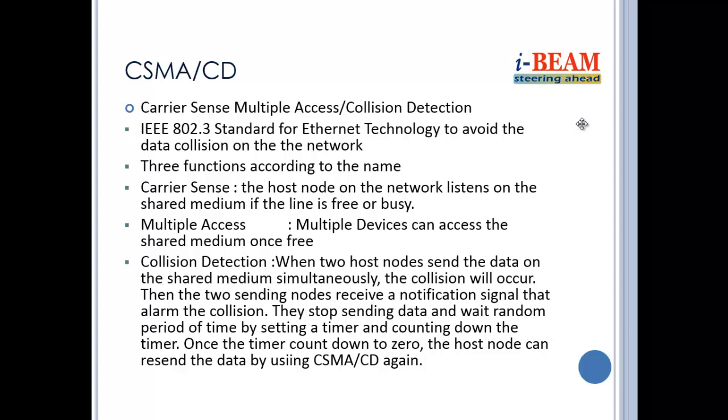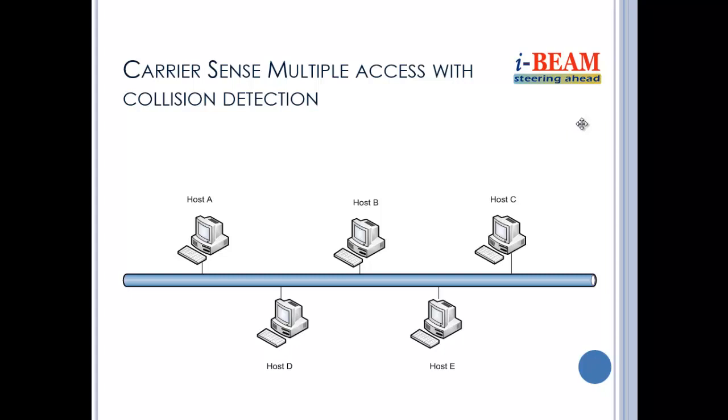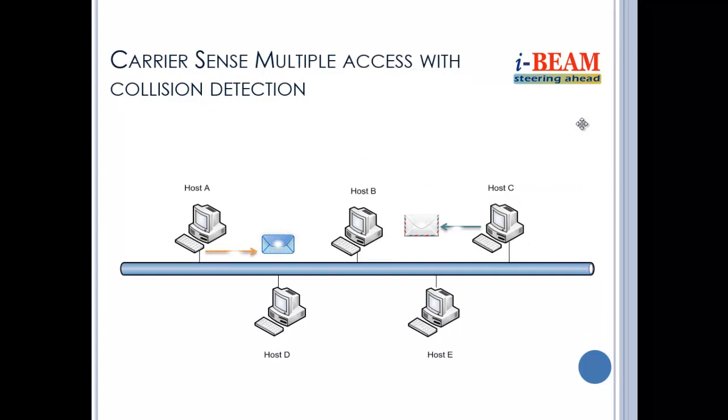Here I give a sample scenario of how CSMA/CD operates. Host A is checking whether the media is free or not. At the same time, host C is also checking whether the media is free. They are sharing the same media. That means carrier sense. Once the media is free, host A sends a frame to the destination. Host C is also sending a frame.